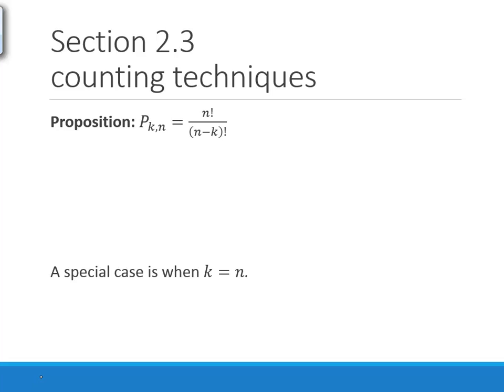So our shortcut for finding the permutations of k items from n total items is n factorial divided by n minus k factorial. Let's show why this is true. Again, what we saw before was that this is equal to n times n minus 1 times n minus 2, and so on down to n minus k plus 1.